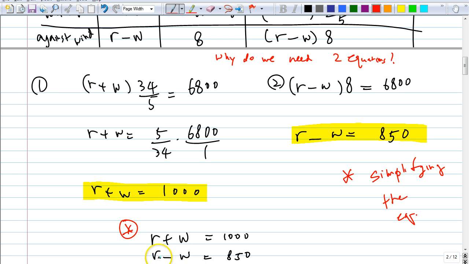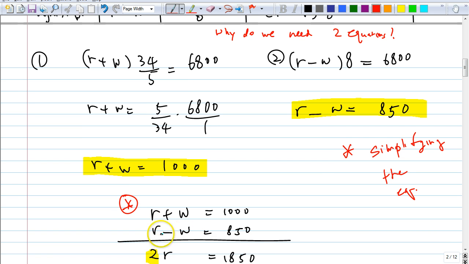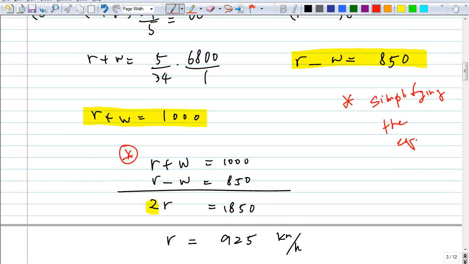What's r plus r? Is it 1r or 2r? 2r, okay? There are two r's, right? 1r, if you forgot that, okay? There's an invisible 1. So then you get 2r equals 1850. Divide both sides by 2. How many people got r equals 925 kilometers an hour?